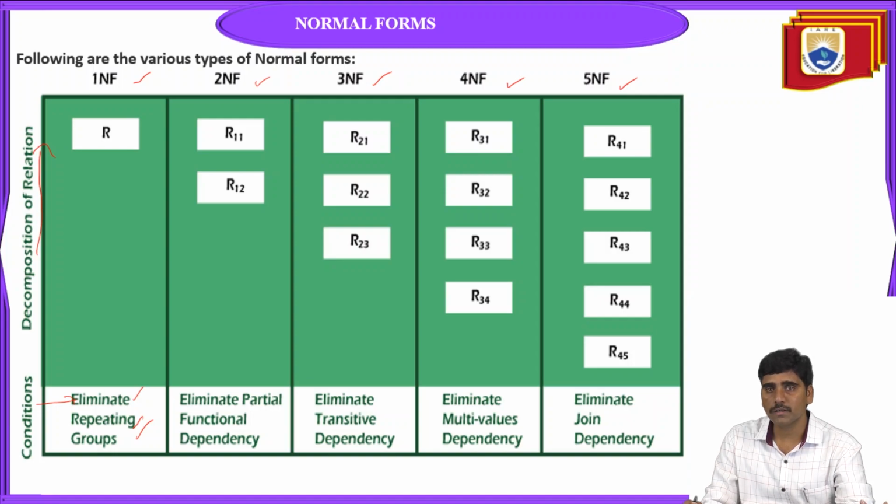The second normal form constraint is to eliminate partial functional dependency. The constraint on third normal form is to eliminate transitive dependency. The constraint on fourth normal form is to eliminate multi-valued dependency. And the constraint on fifth normal form is to eliminate join dependency. So these are all the constraints that must be satisfied for the normal forms.